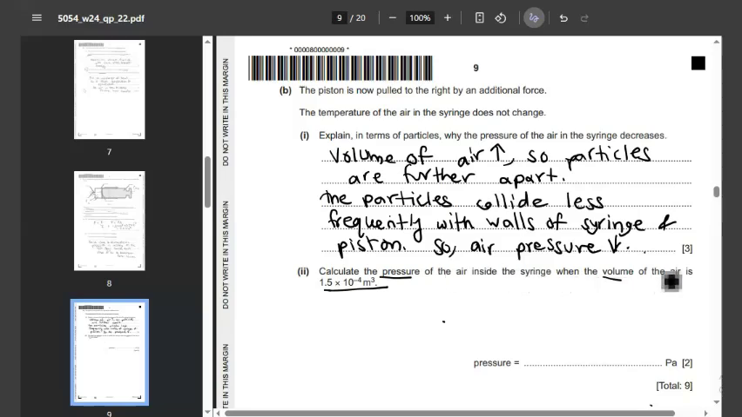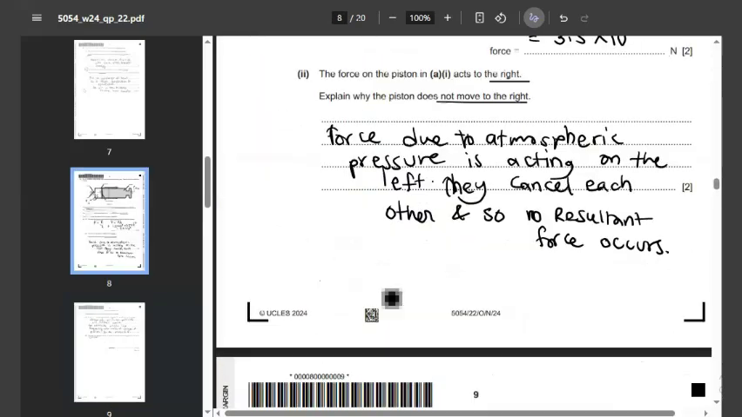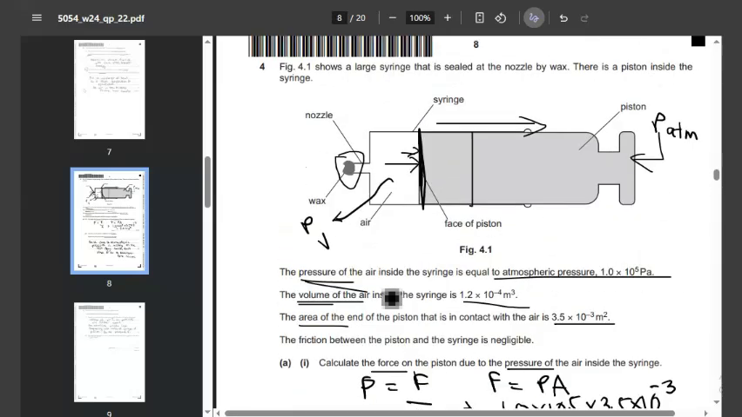So let's look at the question again. We already had the volume and the pressure that was before. So that will be P1 and this one will be V1. So P1 is equal to 1.0 into 10 to the power 5 and V1 is equal to 1.2 into 10 to the power minus 4.